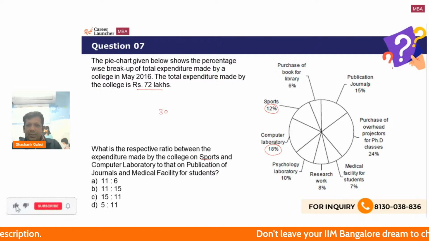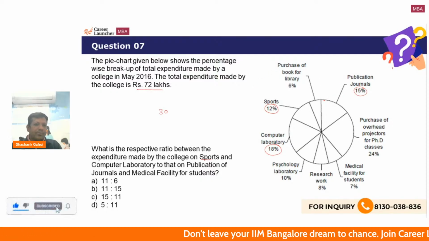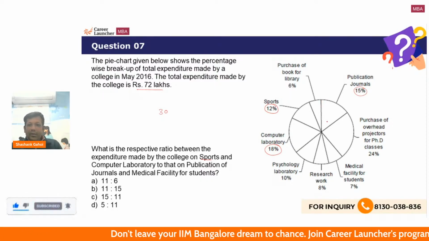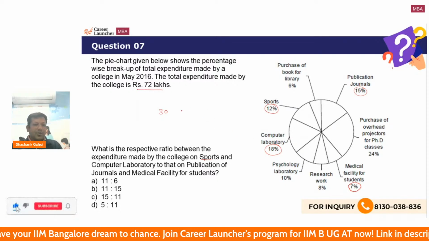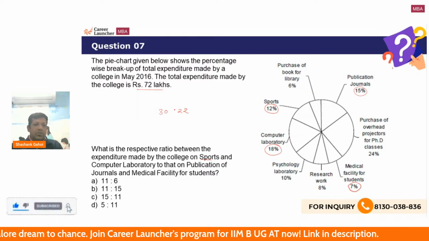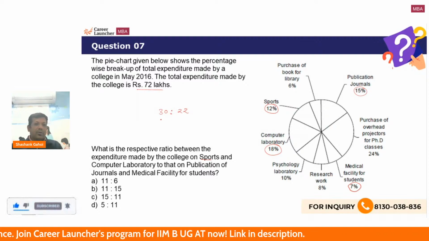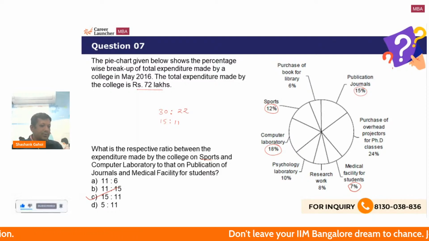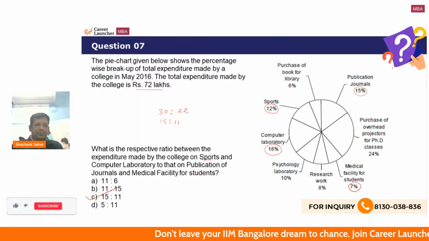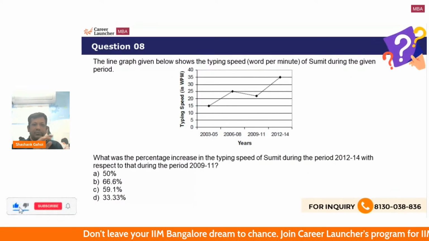Publication of journals, that is going to be 15%. And medical facility, that is going to be 7%. So that comes out to be 22. So what is the ratio we are talking about? That is going to be 15 is to 11. So the answer of this question is going to be option C. That's it. This one.